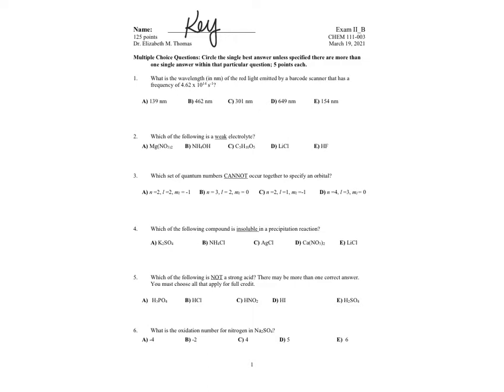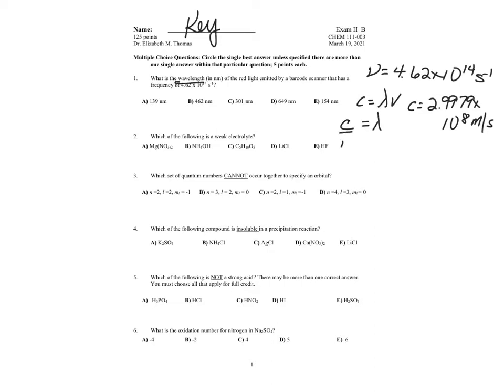What is the wavelength in nanometers of the red light emitted by a barcode scanner that has a frequency of 4.62 times 10 to the 14th? Now it gives you a frequency, so that's new. And so you just define that, and it's in seconds. So 4.62 times 10 to the 14th reciprocal seconds. And it wants the wavelength, so this is c equals lambda nu, and that is the formula you know, and you should see on your periodic table that c equals 2.9979 times 10 to the 8th meters per second. So now you solve for wavelength, which is what the question's asking for, so lambda equals c divided by nu.